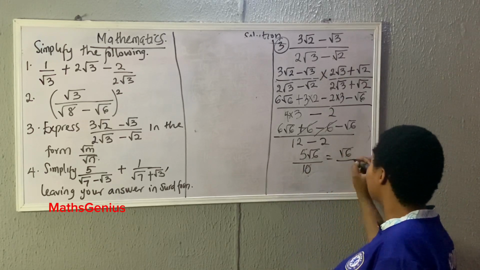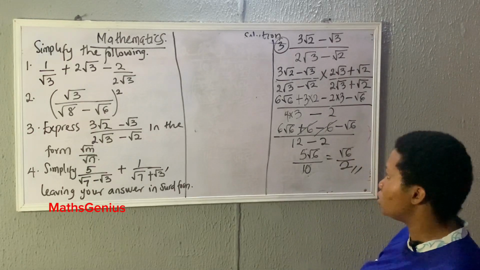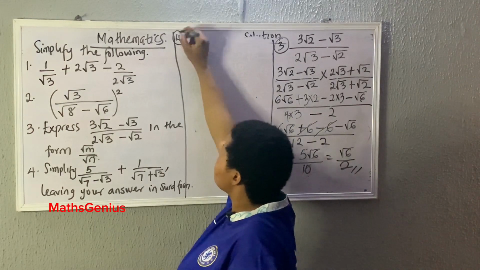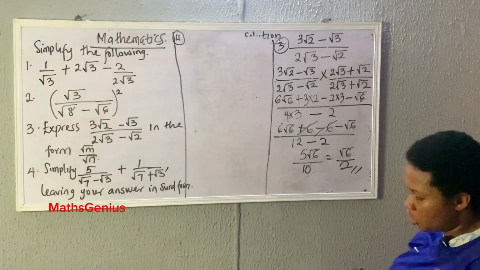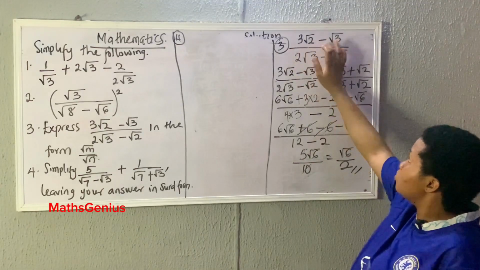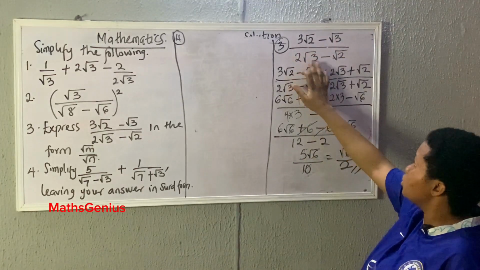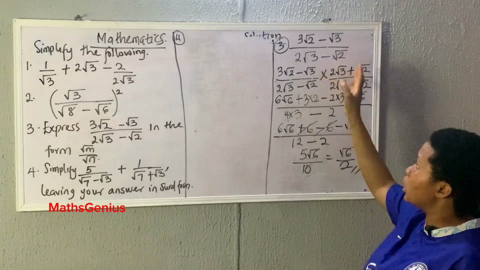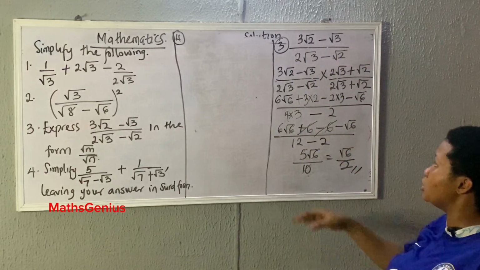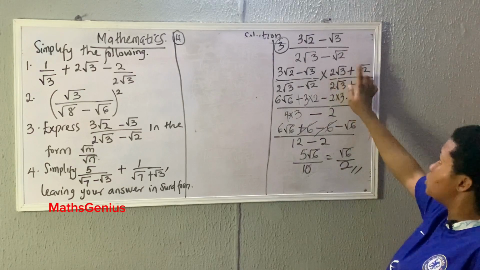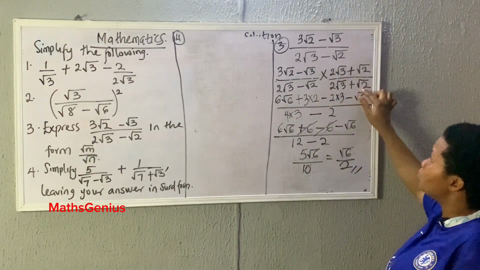Root 6 over 2. Number 4 question. Before I go to number 4 question, let's come again. 3 root 2 minus root 3 divided by 2 root 3 minus root 2. We find the conjugate for the rationalization. So we have 2 root 3 plus root 2.